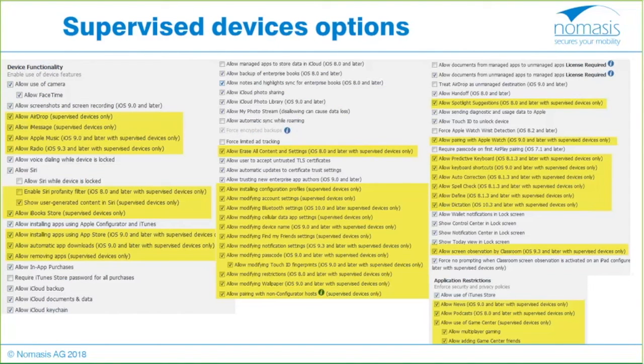Here's just a brief illustration of the types of options. All the ones highlighted in yellow are offered for supervised devices only. As you can see, there's quite a few there, and I think this has actually been extended. This is the view from MobileIron Core, but it's very similar in other MDM platforms.